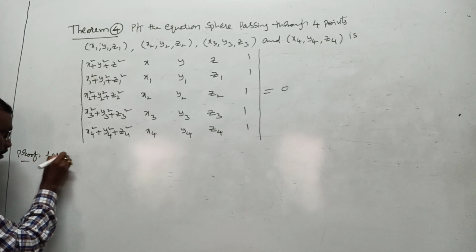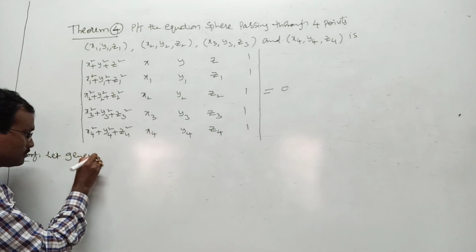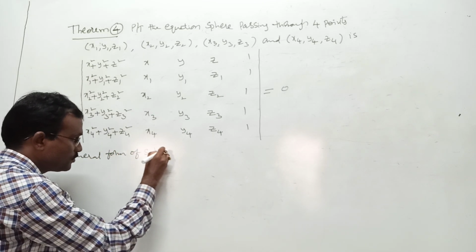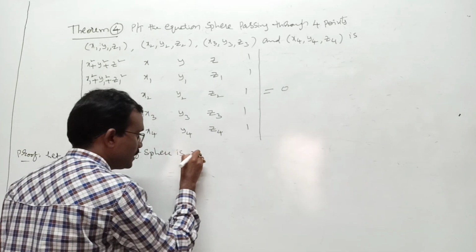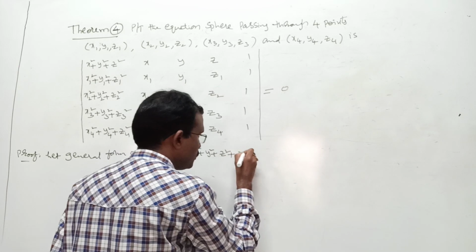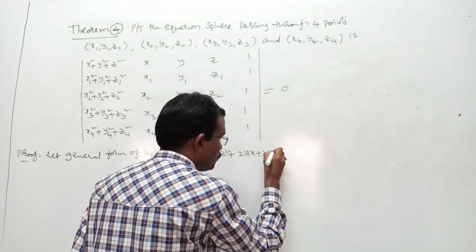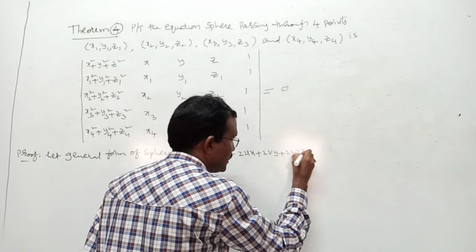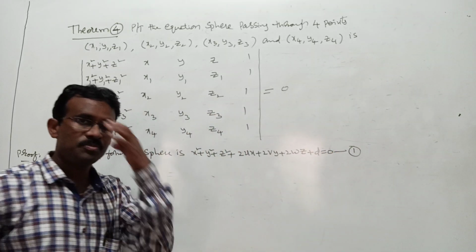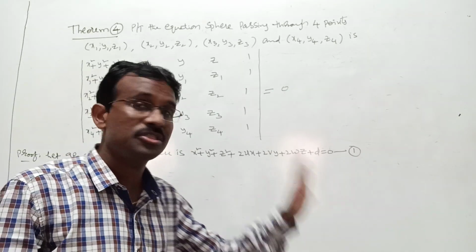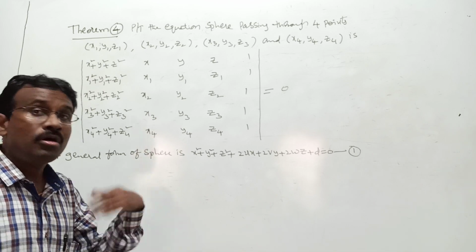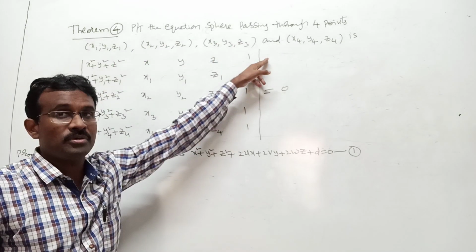General form of sphere is, you know what is the general form of sphere? Already I told you. It is x square plus y square plus z square plus 2ux plus 2vy plus 2wz plus d equal to 0. This is your general form of this sphere. Anywhere you can take this as a sphere equation, right? But in the statement, what do they give now? They want a sphere that passes through these 4 points.